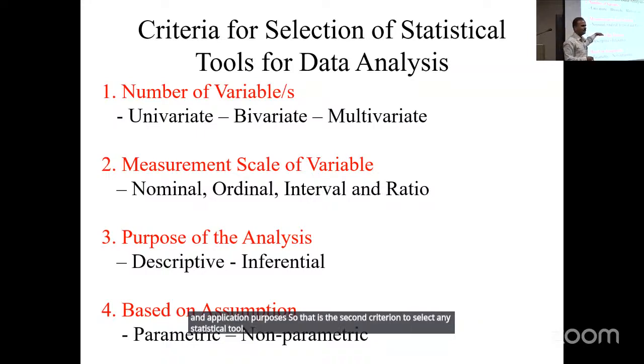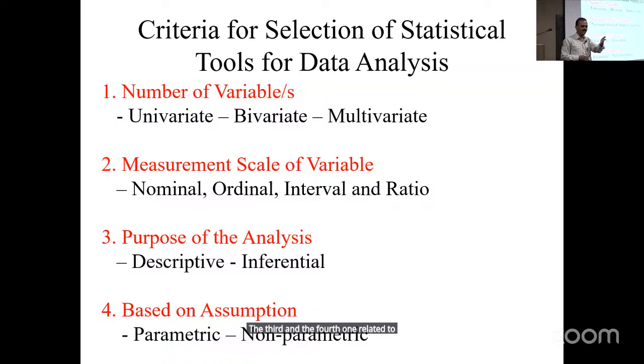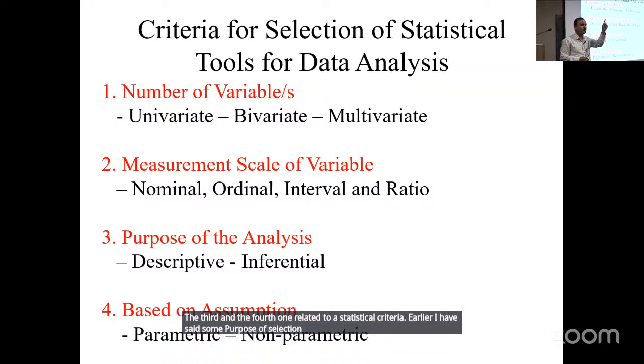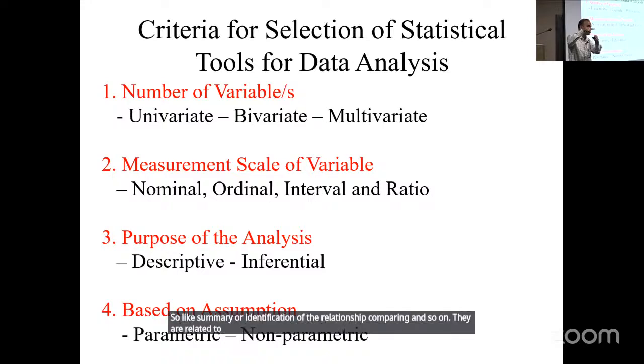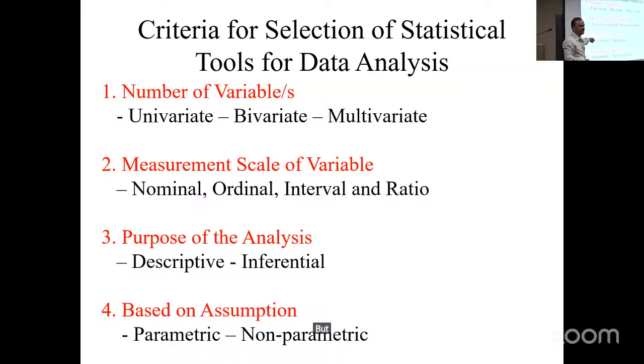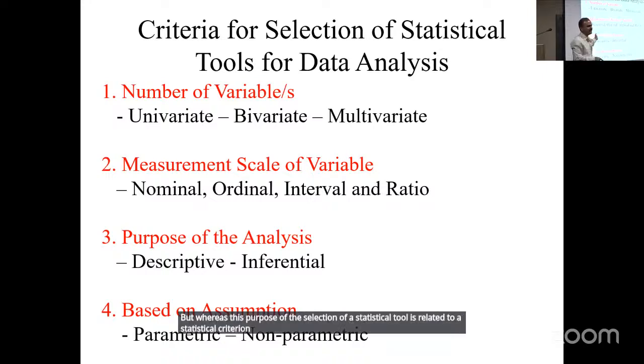The third and the fourth are related to statistical criteria. Earlier I described some purposes of selecting a statistical tool based on your research analysis, like summary, identification of relationships, comparing and so on. But this one is related to a statistical criterion, that is, whether your purpose is only to describe or to draw inference.